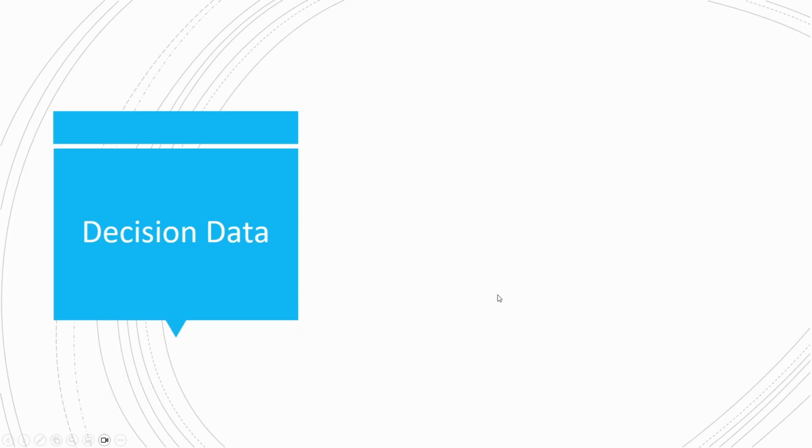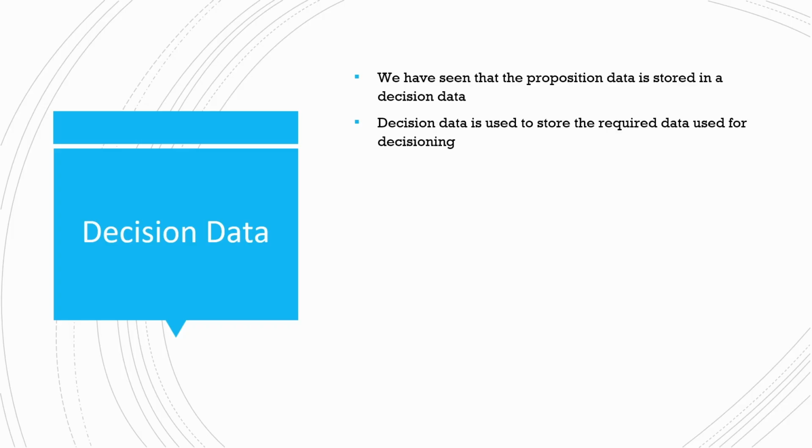Hello guys. In this video, we are going to learn about decision data, how to import a decision data component inside a strategy. Earlier we have seen something called a proposition data component. We are importing the credit cards, and all this credit card information is actually stored in a decision data. Decision data is used to store the required data used for decisioning.